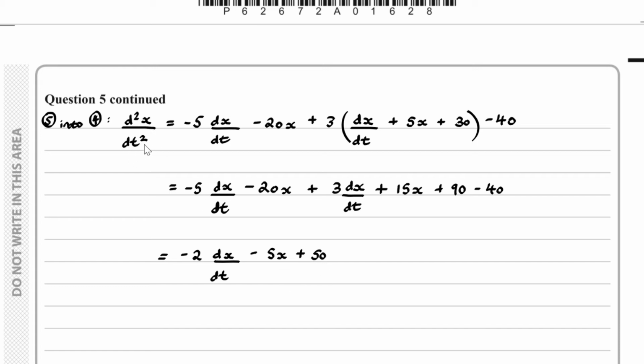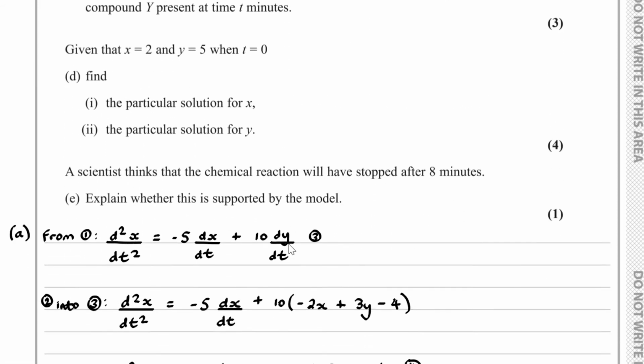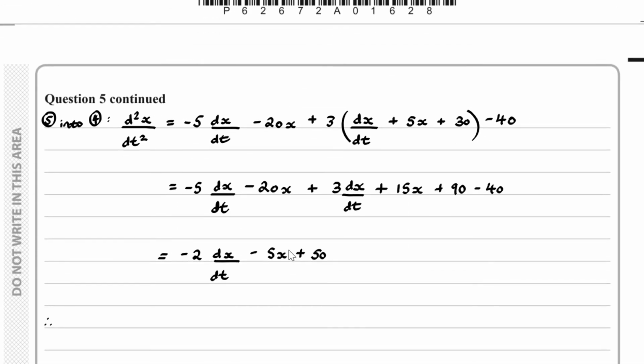So d squared x over dt squared, that's equal to minus 2 lots of dx over dt minus 5x plus 50, and rearranging to put this into our required form, which is shown here, indeed we get d squared x over dt squared plus 2 lots of dx over dt plus 5x equals 50. So let's just call this equation 6 for now, and that's exactly what we wanted to show.